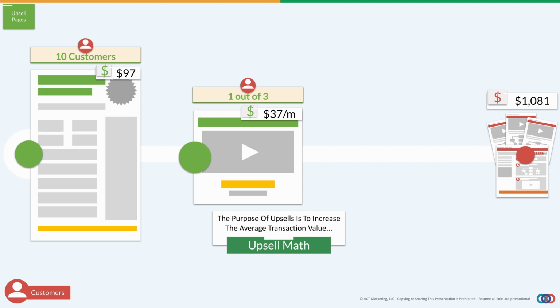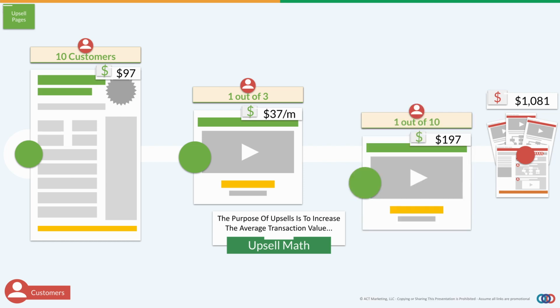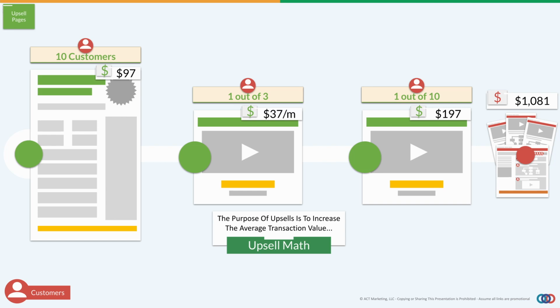And then let's say we just go really crazy and we say 1 out of 10 people takes us up on a $197 offer, right? Because there's going to be a very low conversion rate. Well, all of a sudden, we've gone from 970 all the way up to just over $1,300.